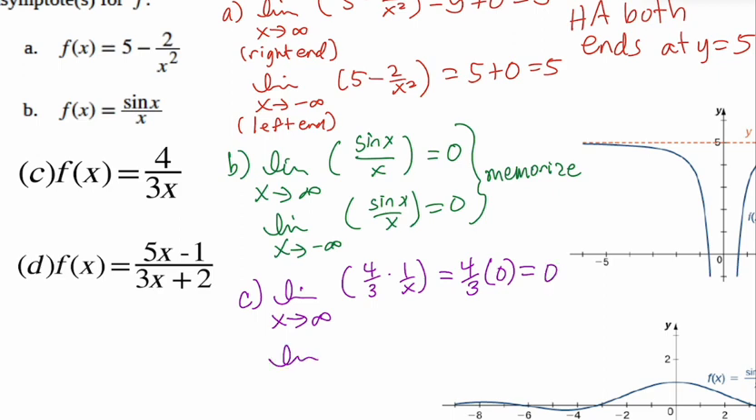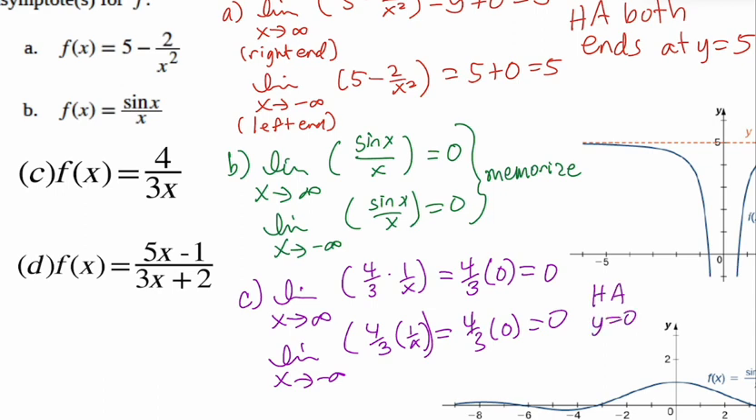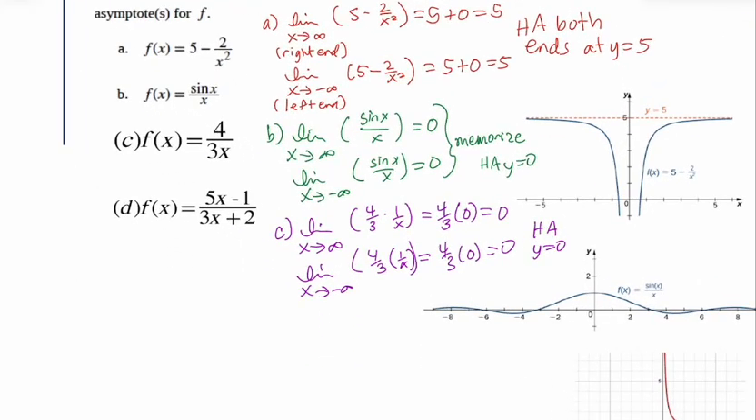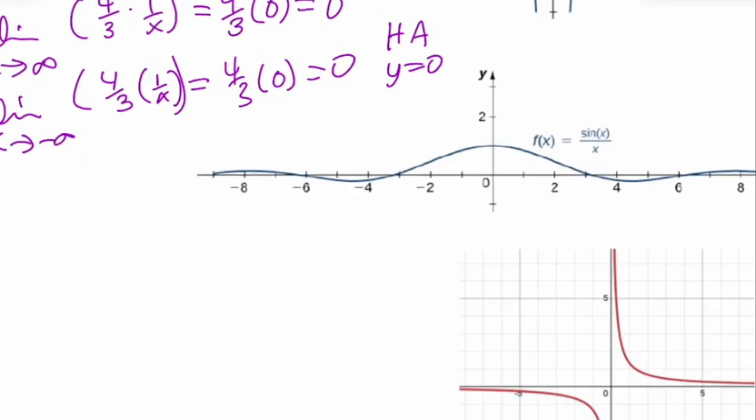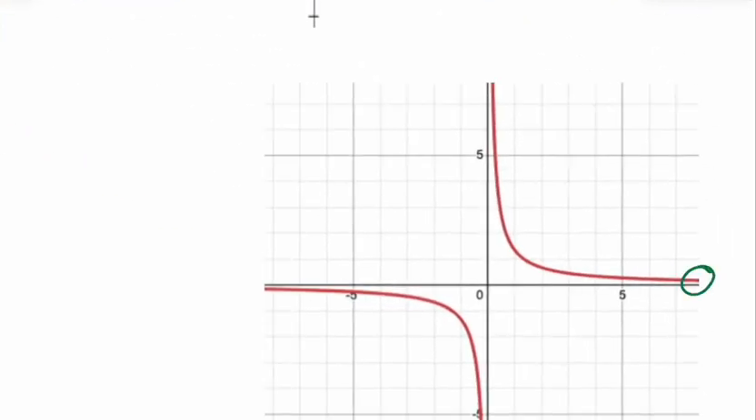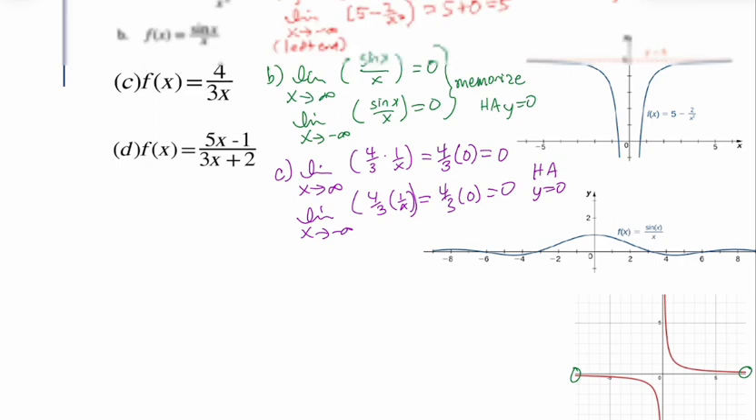So guess what? As we go to -infinity, that's just 4/3 times 0 again. So it has a horizontal asymptote at 0. Here's the graph of 4 over 3x. See how our end behaviors go to 0. So there is a horizontal asymptote at 0.